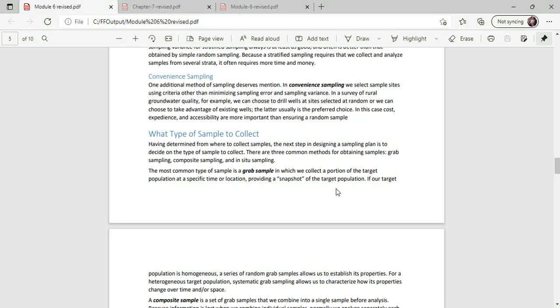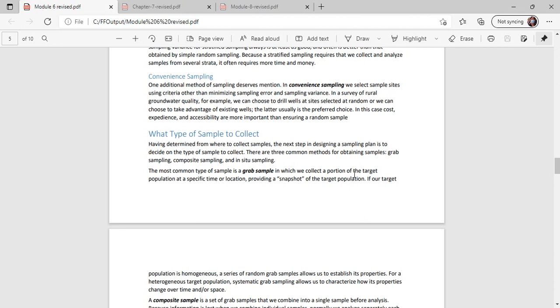So, what are the types of sample to collect? Okay, having determined from where to collect your sample, the next step is design a sample plan. This is used to decide what type of sample that you need to collect. There are three common methods of obtaining a sample. You have your grab sampling, composite sampling, and situ nga sampling.